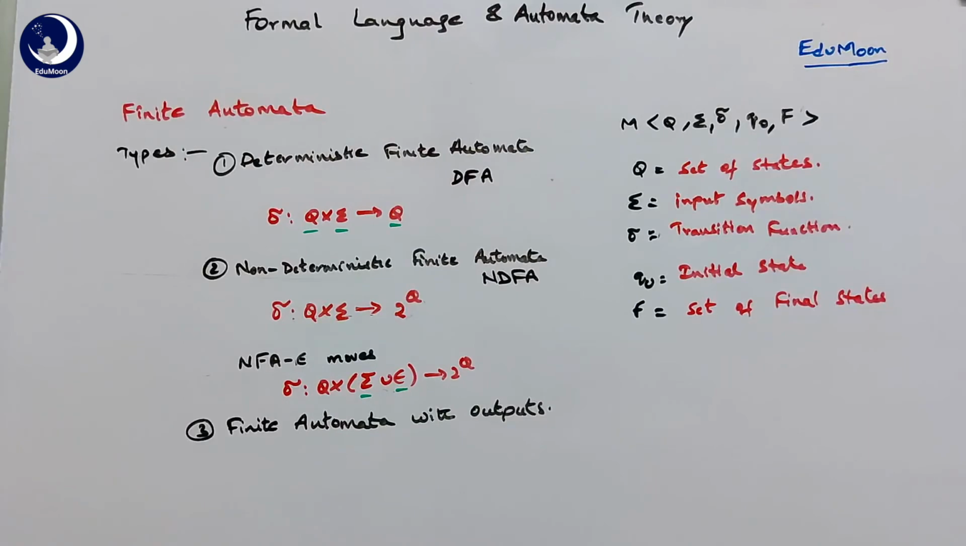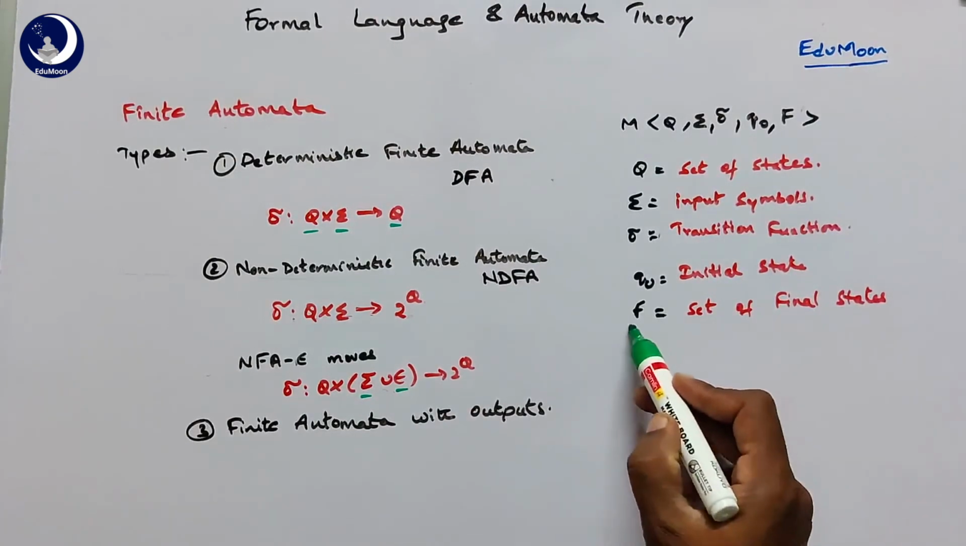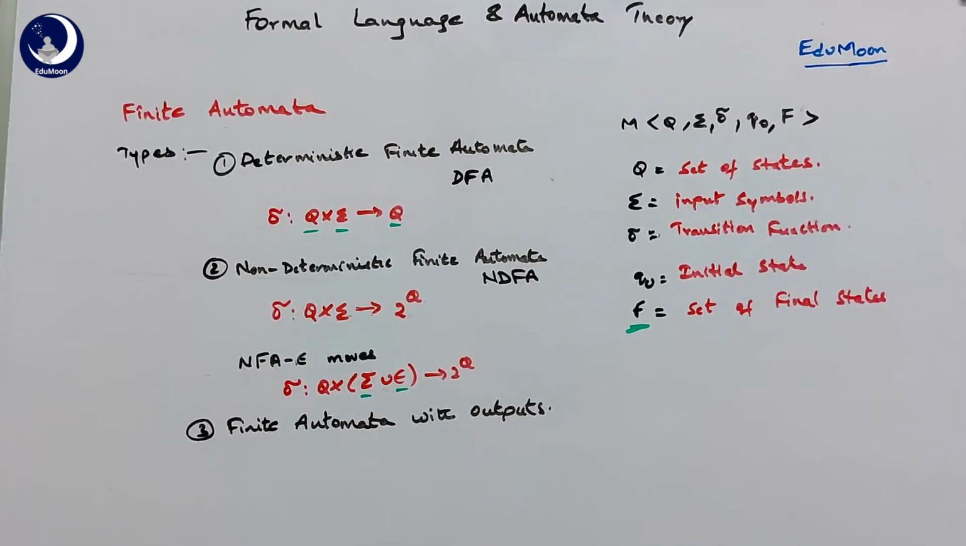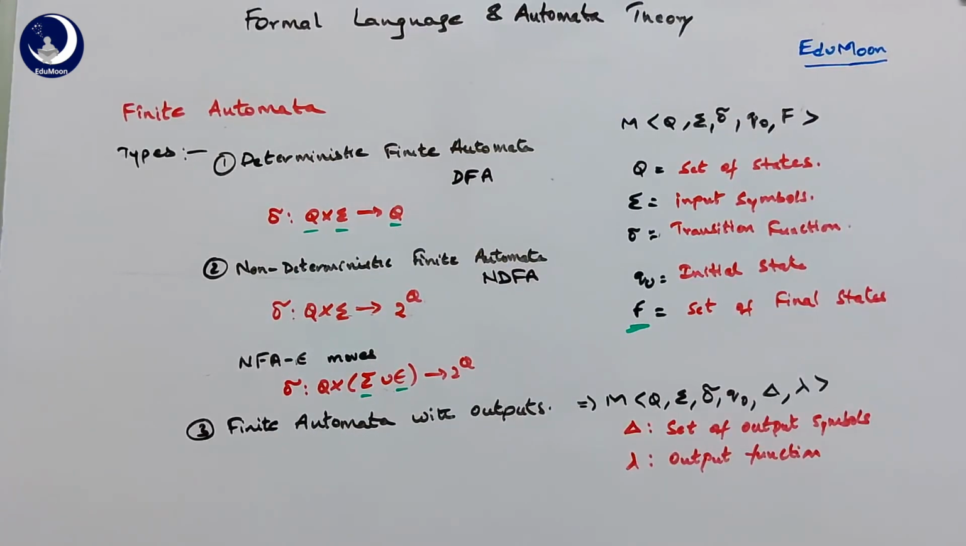The last one is finite automata with outputs. Here the machines will be generating some output. These are not intended to accept any string, but rather to generate an output. So finite automata with output doesn't have any final states. F will be missing in the tuple here. Instead of F, there will be 2 more elements. So the machine contains the tuple Q, sigma, delta, Q0, small delta and lambda. The final state will be missing because these only generate outputs. Here small delta is the set of output symbols.